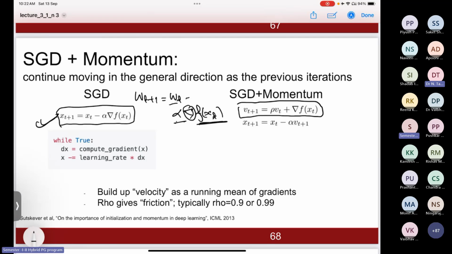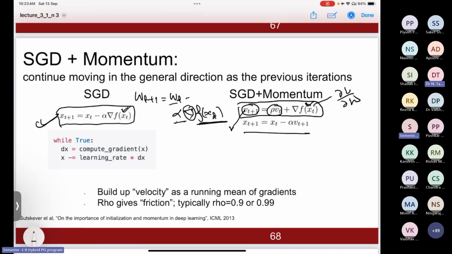Okay. Now, in this extra line, we have Vt plus 1 equal to rho Vt plus gradient of f(xt). This part is the same as this part. The gradient of this is the same as finding the gradient of loss with respect to W. But I have added one extra term here, and I'm combining these two terms, and I'm saying this is my current gradient. So now I'm going to change the W with the help of this.